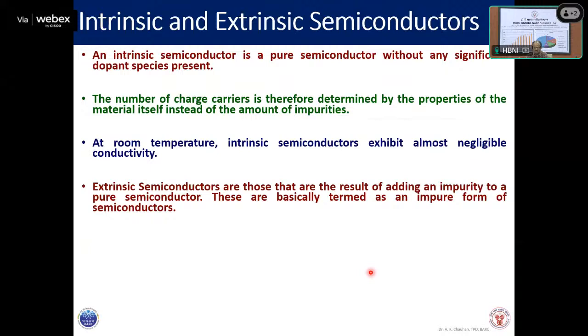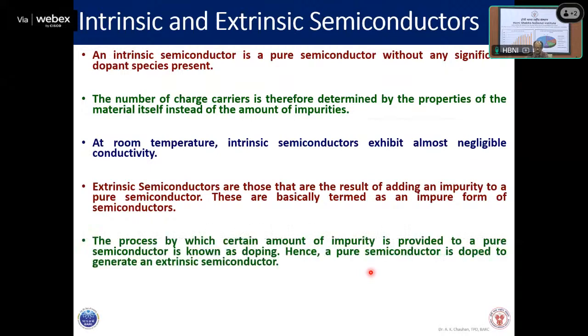boron or phosphorus, and then because you are adding an extra impurity, some property of this atom will also play a role in the final property of that semiconductor. In this case, the semiconductor will be called the extrinsic semiconductor, because now it is not a pure semiconductor; we have added a certain amount of impurity.